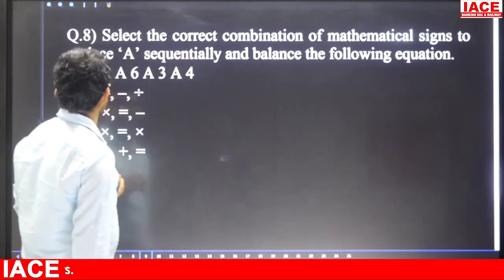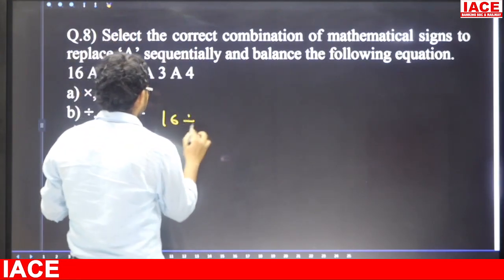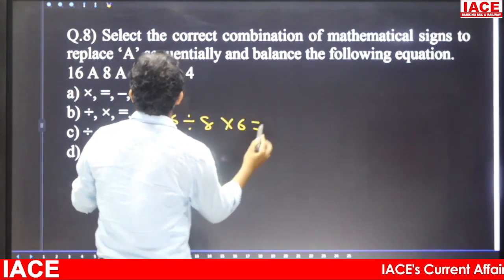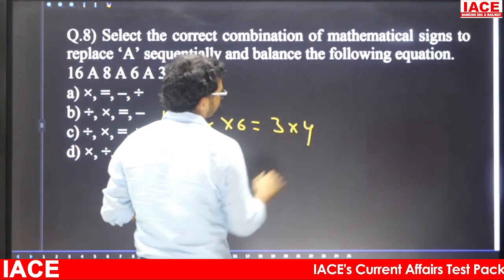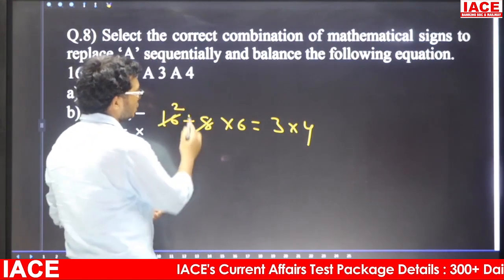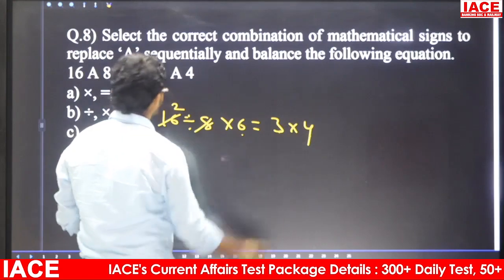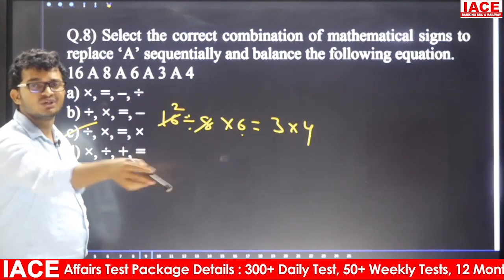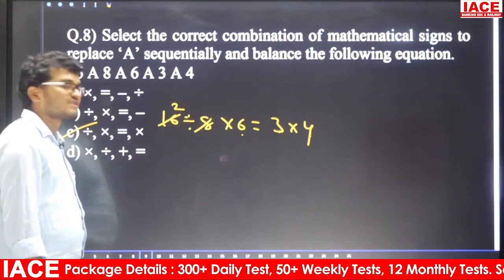Go for next option: 16 divided by 8, next one into 6 equal to 3 into 4. For this one, 16 by 8 means 2. 2 into 6 is 12. 3 into 4 is 12. That means by substituting option C we get LHS equal to RHS. So the answer is option C.